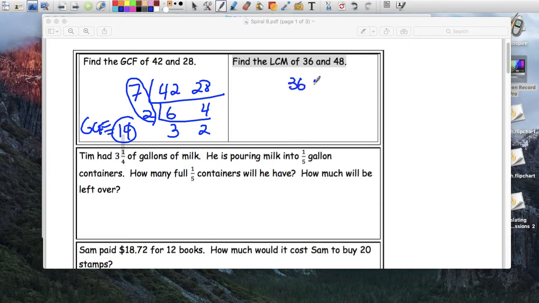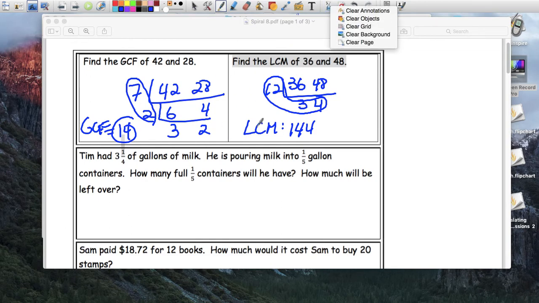LCM of 36 and 48. Yikes, that's going to be a big number. 12 goes into both, so we can go 3 over here and 4. I can't continue, so LCM is a little bit different. We multiply the numbers on the side and at the bottom. So 12 times 3 times 4. So the LCM is the product of those numbers, and that's going to be 144. Because 3 times 4 is 12, and I multiply by 12, it gives me 144. Okay.